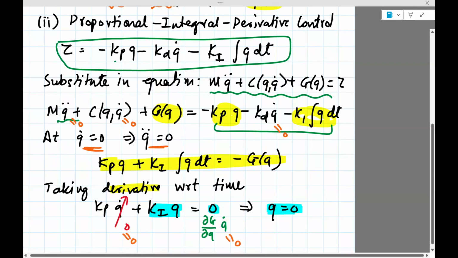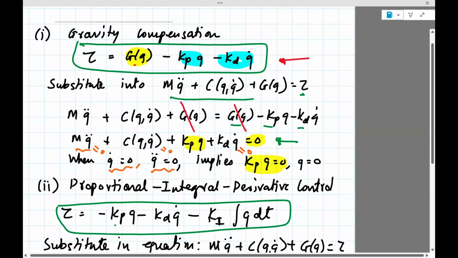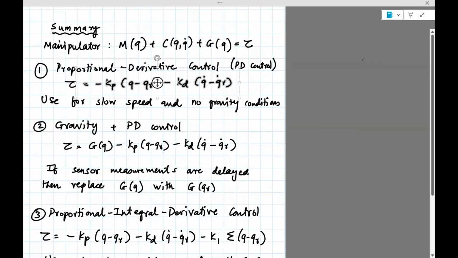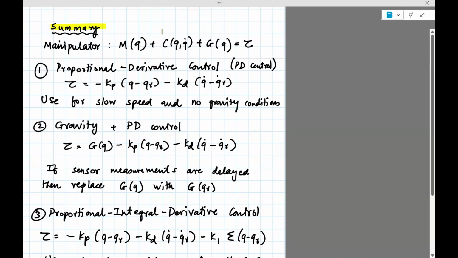So two ways to get 0 steady state error: PID, and gravity compensation. Of course, there are other ways, like inverse dynamics, but these will do. Okay, here is the grand summary of everything we've talked about.